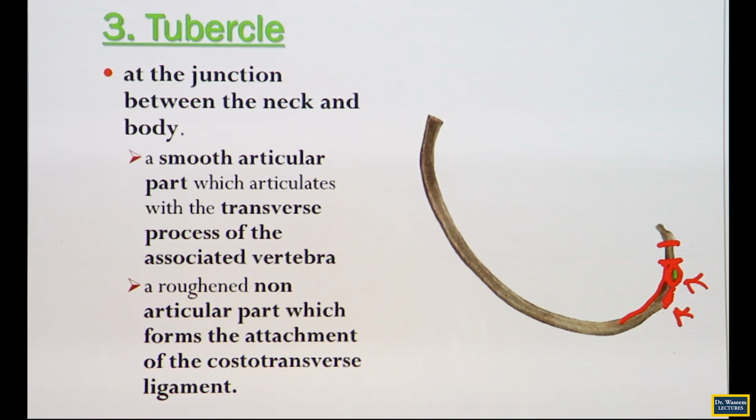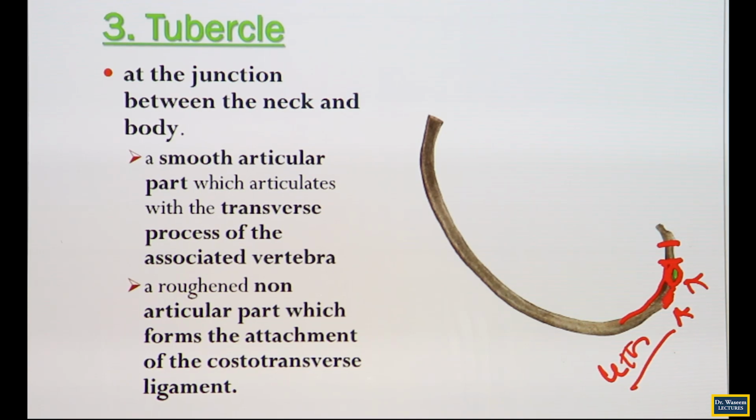This smooth surface articulates and forms a joint with the tip of the transverse process of its corresponding vertebra. If this is the fourth rib, for example, this tubercle will articulate with the facet at the tip of the transverse process of the fourth thoracic vertebra, its corresponding vertebra, to form a joint that is called the costotransverse joint.